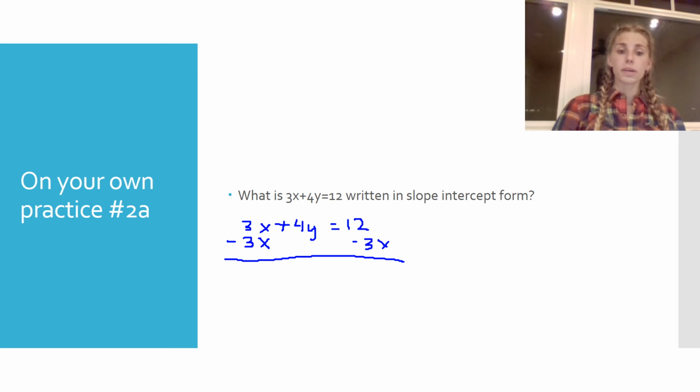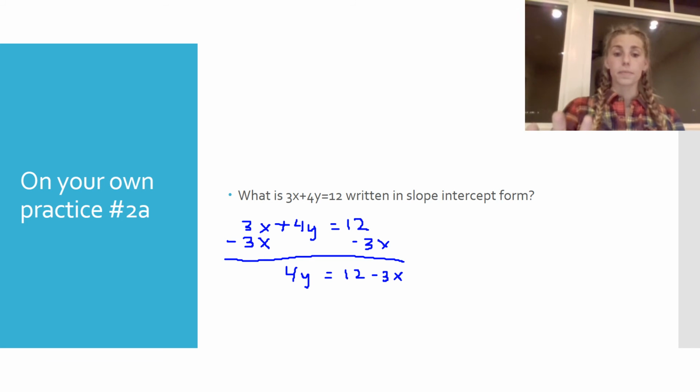So 3x minus 3x, that leaves us with no x's, and 4y equals 12 minus 3x. Remember, 12 and negative 3x are not like terms. We cannot combine them, so you just leave them as they are.